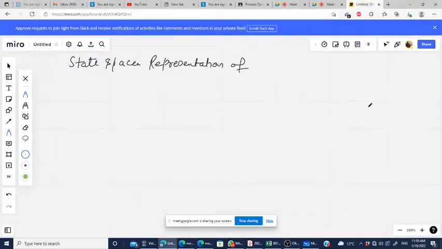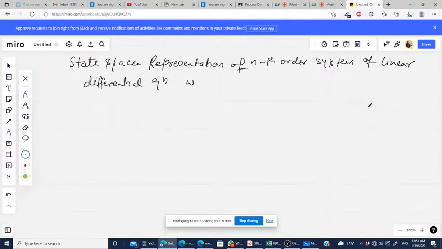So today we are going to start a new topic, that is the state space representation of nth order system of linear differential equation with R forcing function.